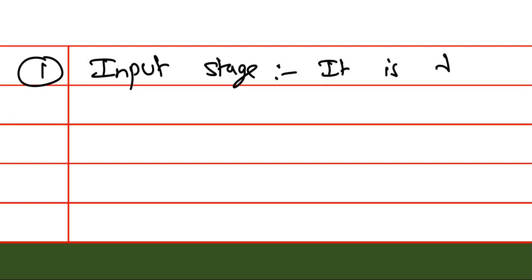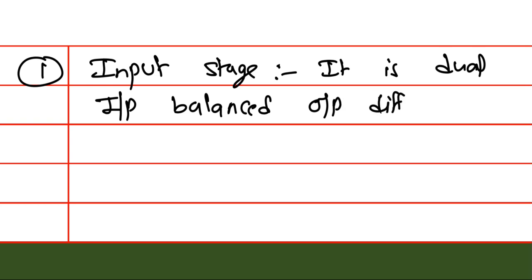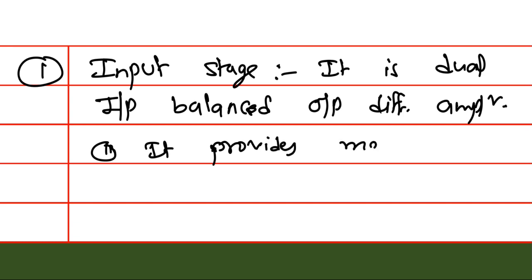So first block is the input stage. Your input stage is a dual input balanced output differential amplifier. So what is the purpose of this dual input balanced output differential amplifier? The purpose is that it provides most of the gain. Most of the gain is provided by this dual input balanced output differential amplifier.